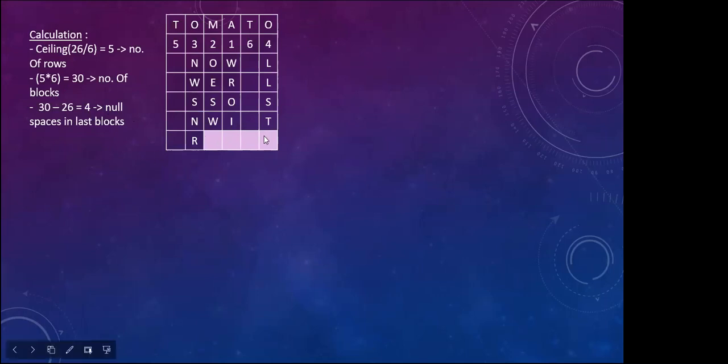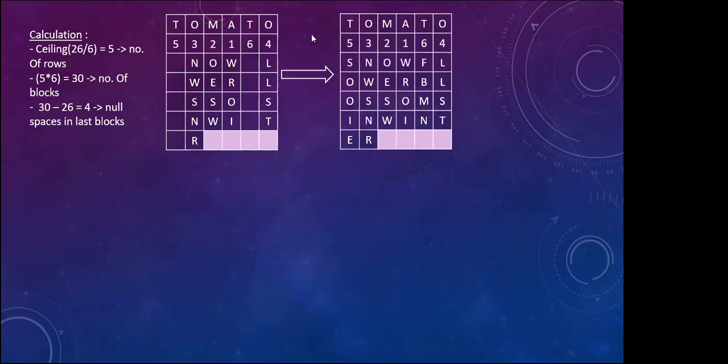So here I have colored them differently. After that, the table is made in a similar way to what we have seen before, and then we will blank this and fill in the numbers according to the number of the columns, but we won't fill anything in these last 4 blocks since they are null. After filling this whole table we get our plain text, which we will read off row wise.